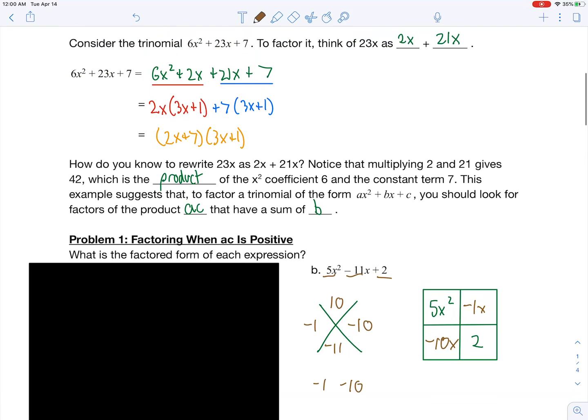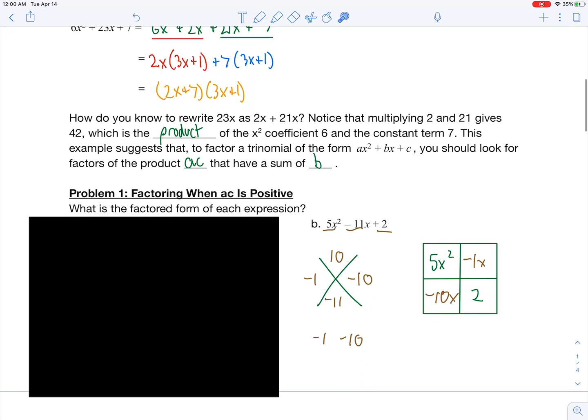Kind of like in our last example, we broke up that middle term. 23x we rewrote as 2x plus 21x. The only thing the x is for here is to figure out how to break up that number. So we broke it up into negative 1x and negative 10x. So still not done, although there is just one more step to do here, which is to find greatest common factors. And we're going to do that starting with the first column.